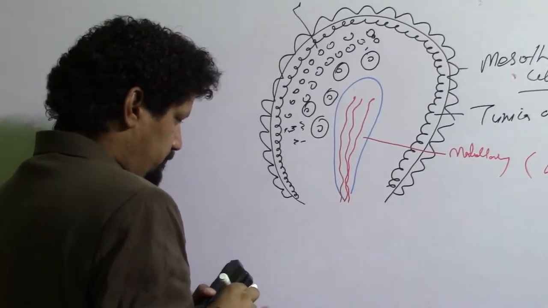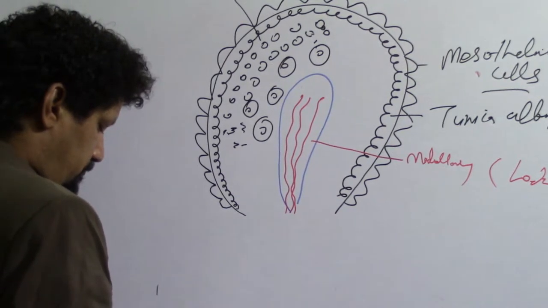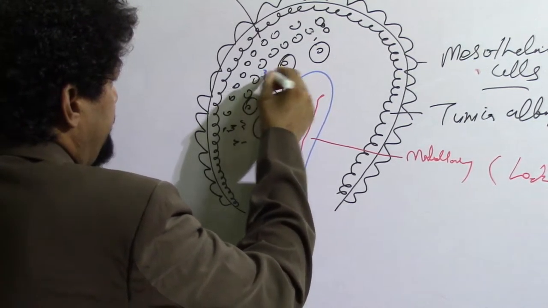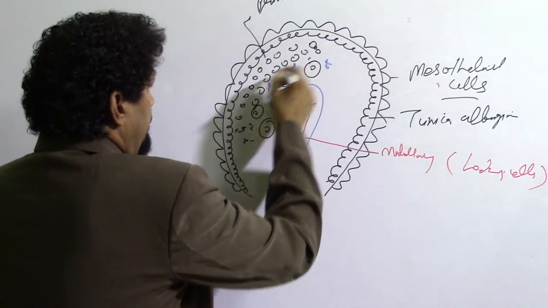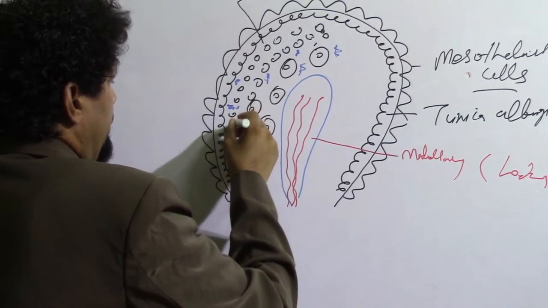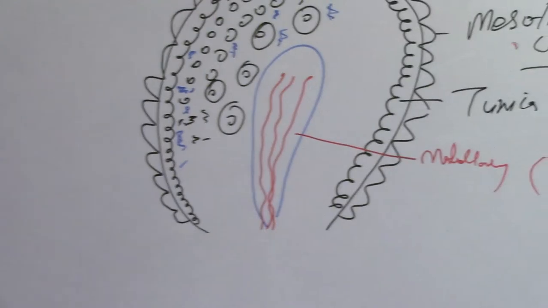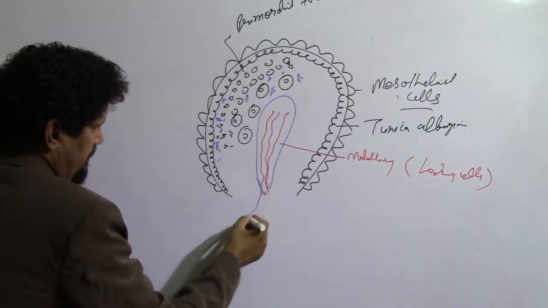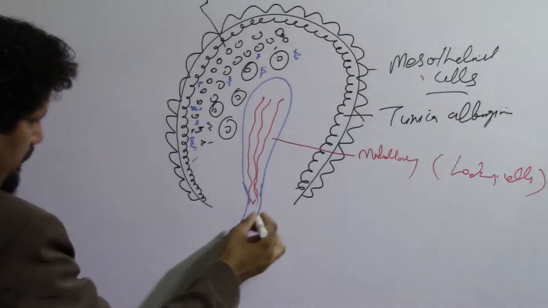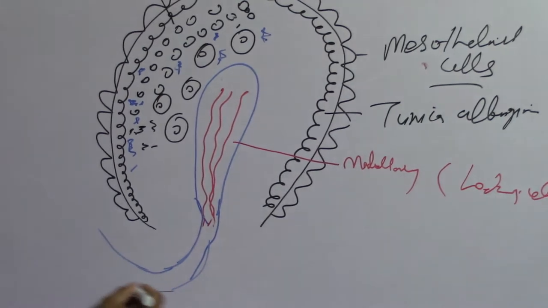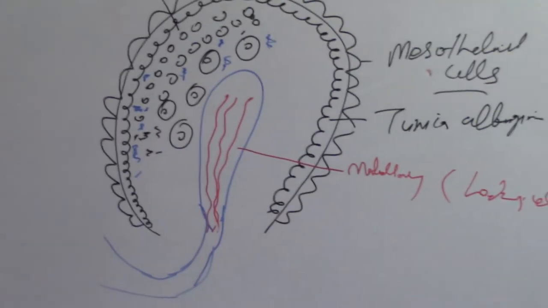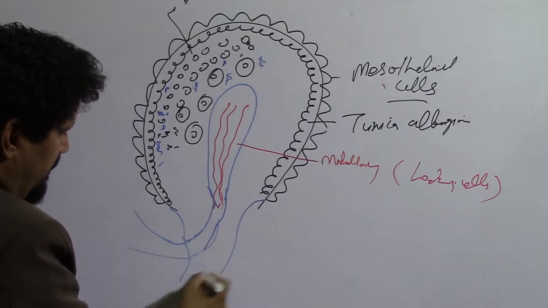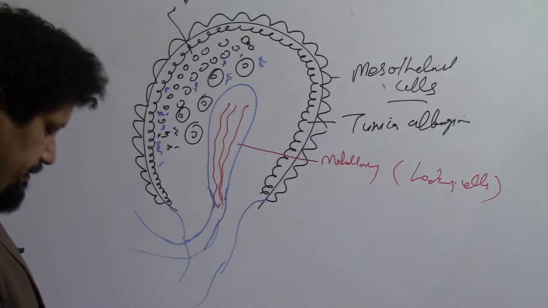Besides these, it is also having fibroblasts, which are spindle shaped cells. Besides these, primordial follicles and growing follicles. This part, which is having lymphatics and vessels and nerve supply, is connected by meso-ovarian, the broad ligament, and it is connected to the uterus by ovarian ligament.